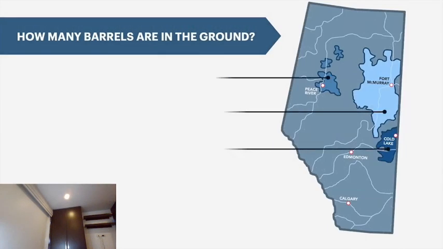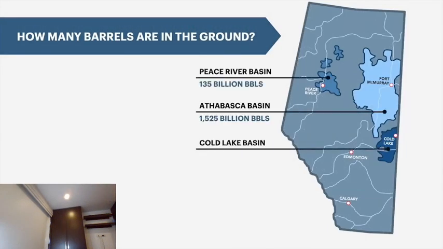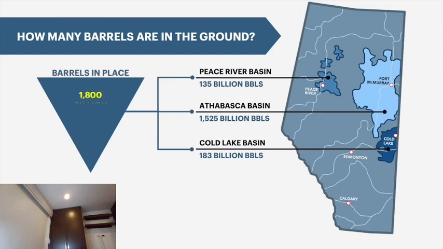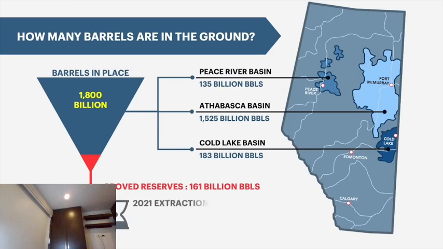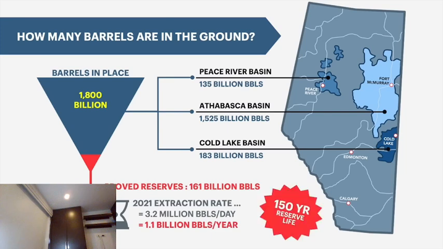There are an estimated 1.8 trillion barrels of oil in the oil sands, but only 10% of those barrels can be economically recovered with current technology. That works out to 161 billion barrels of recoverable oil in the ground. To put those numbers into context, the industry currently extracts about 1 billion barrels a year, accounting for 2/3 of Canada's total oil production.